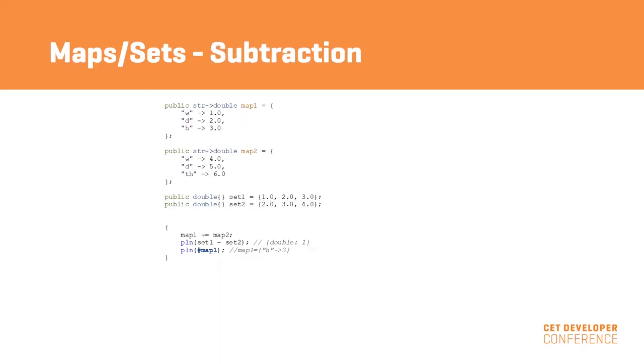When you use subtraction, you're getting the diff between the two. So the result will be the left map with any common keys removed. Here you can see width and depth are my common keys. It would remove those and I would just be left with H because that is my left map. If I did map 2 minus map 1, I would be left with thickness.